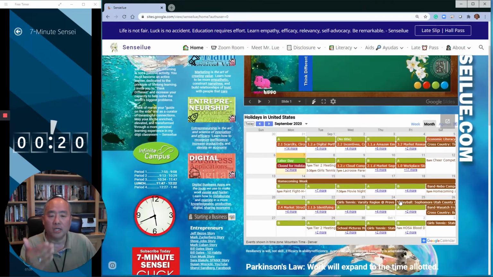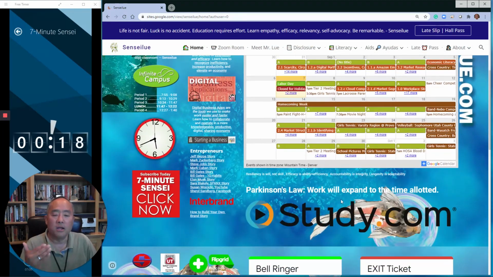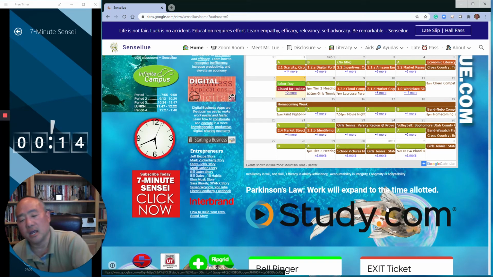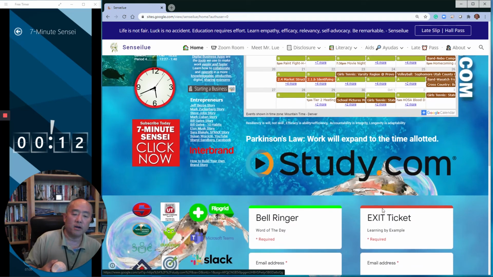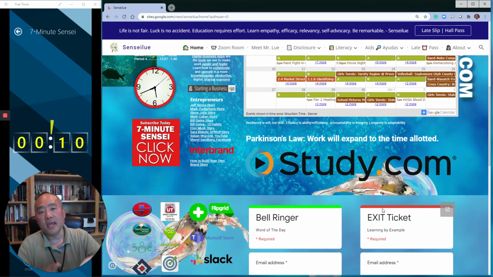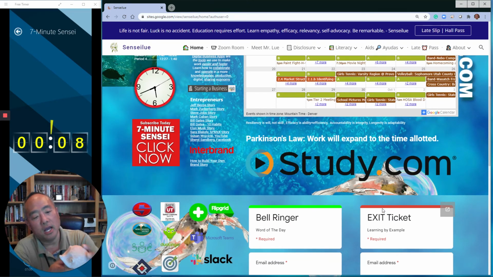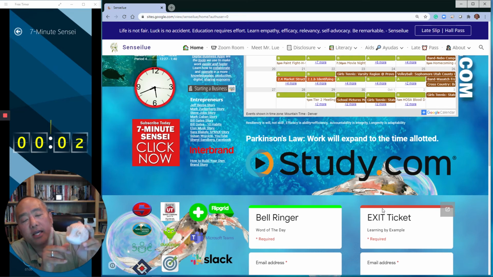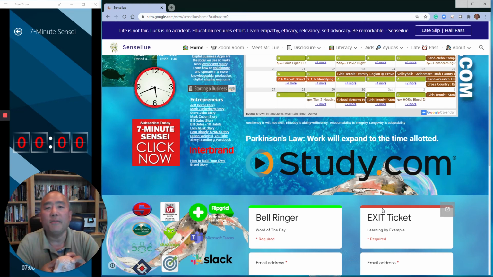Otherwise, folks, you can see a calendar here. We learn about Parkinson's law. Work will only expand to the time allocated. Your bell ringer and your exit tickets are at the bottom. Hey, let me just give you one small tip. This is a hedgehog. Greek legend says that this hedgehog is very, very focused. I'm asking you to stay focused and learn what matters most, and you will do well in my class.